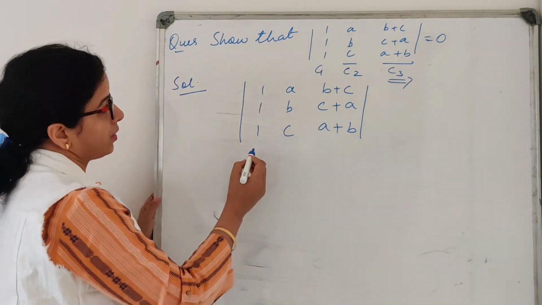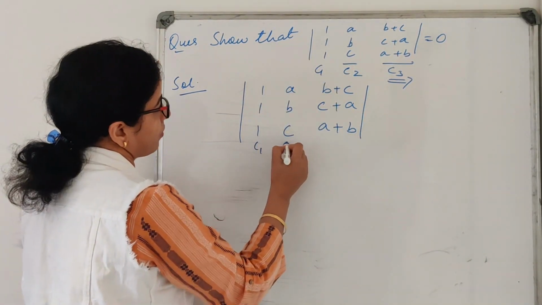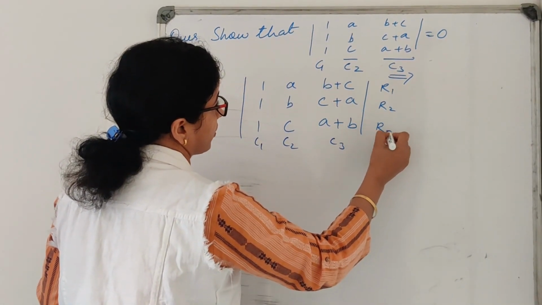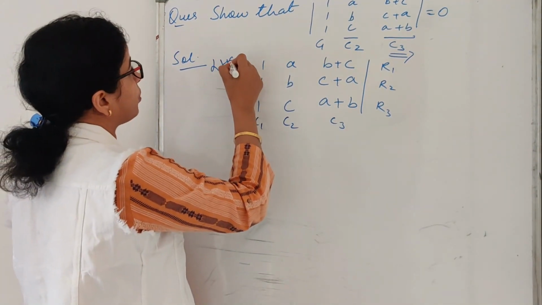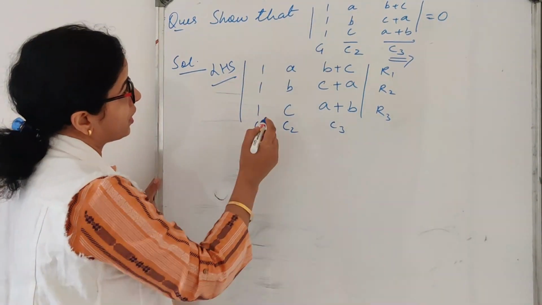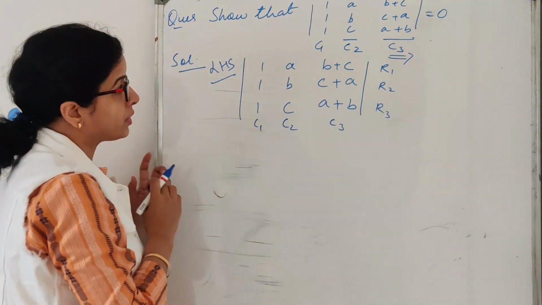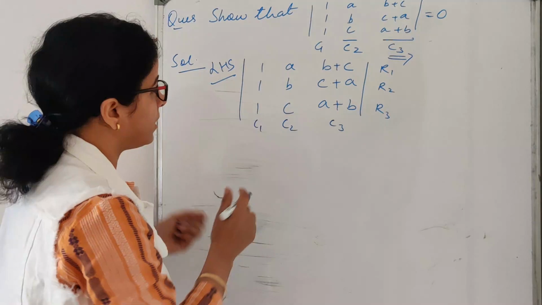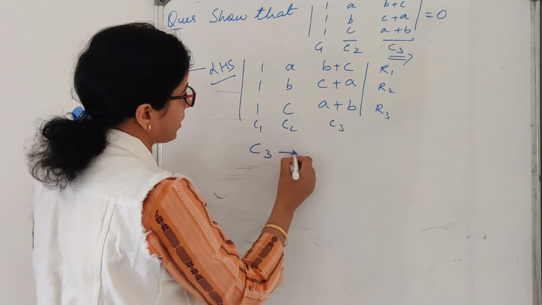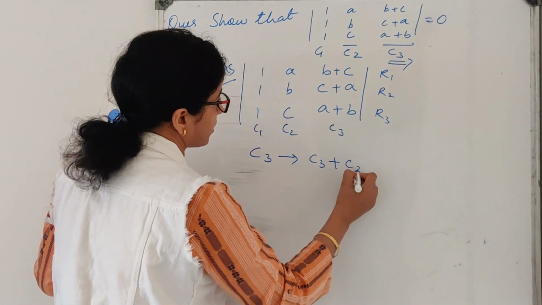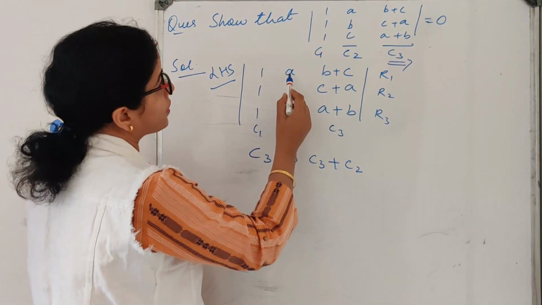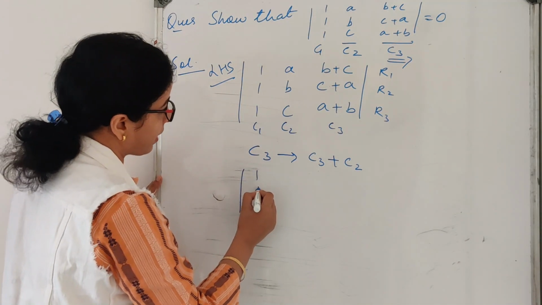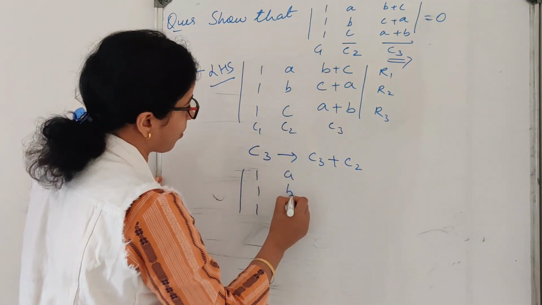I have already told you this is my column 1, column 2, column 3, and this is R1, R2, R3. We have to prove this value of determinant is equal to 0. So I am going to add these two columns, C3 tends to C3 plus C2. Each element of C2 will be added to the corresponding element of C3, so my determinant value will not change. This we have learned in the properties.